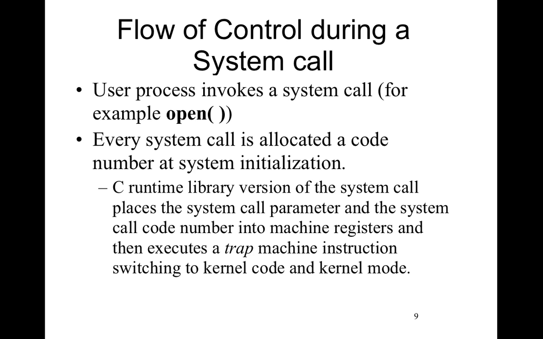So every system call is allocated a code number, as I was mentioning before. So open is a code. So you can call everything open, and it just goes down to different codes. But how's the user going to know what 95473 is or something? You don't know that. So then we have a C routine library version of the system call. It places a system call parameter and the system call code number into a machine register, and then executes a trap machine instruction. Switches to kernel mode and kernel code.